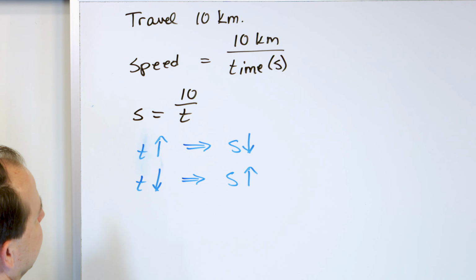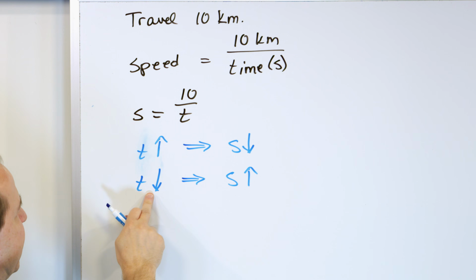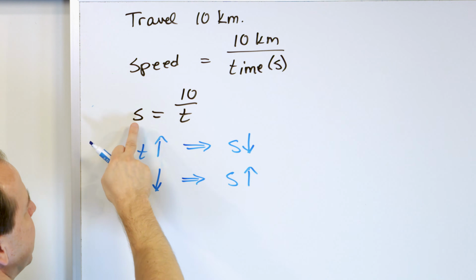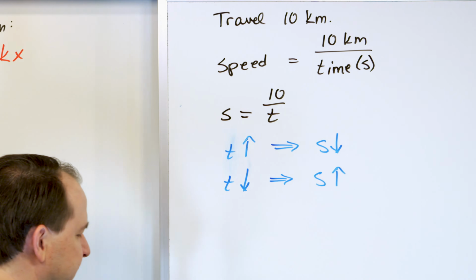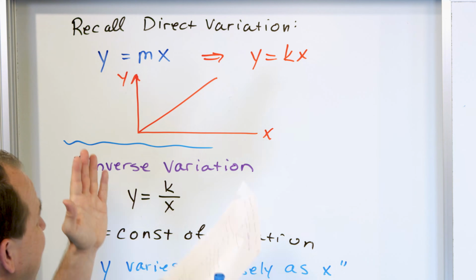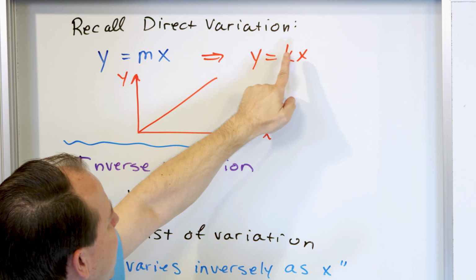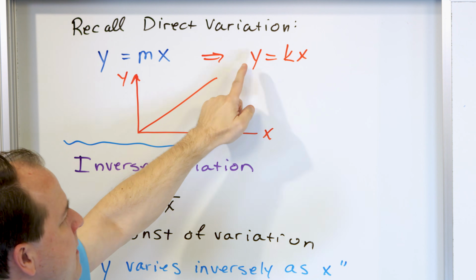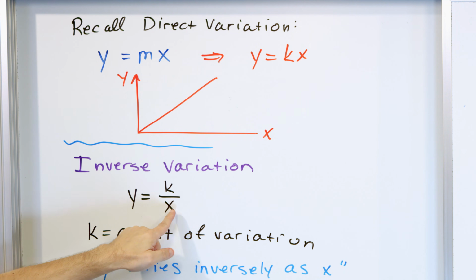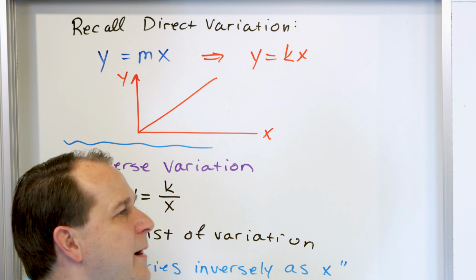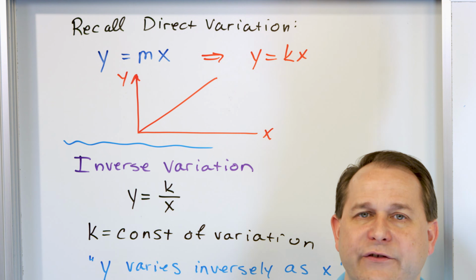So that's what this means. If I put a really small number in here, tiny, let's make it half a second or something, then I'm dividing by a small number and my speed goes really, really fast. Whereas in direct variation, as the x goes up, the y goes up, for the inverse variation, as the x goes up, the y goes down. As the x goes down, the y goes up. And that's why it's called inversely related to one another.